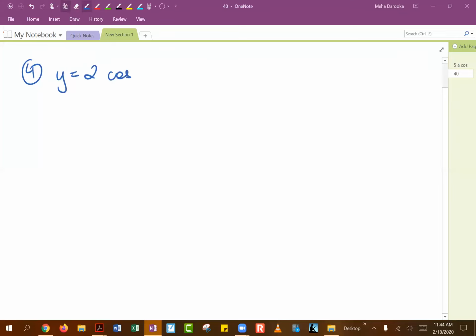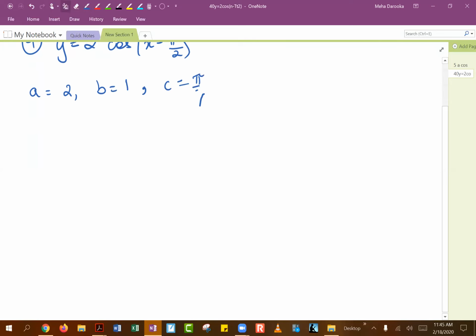And what's the b value here? It will be 1. And your c coordinate? Actually, it's just going to be pi over 2, because the minus is part of your definition. Okay, so the a tells you the amplitude, so the amplitude will be 2.